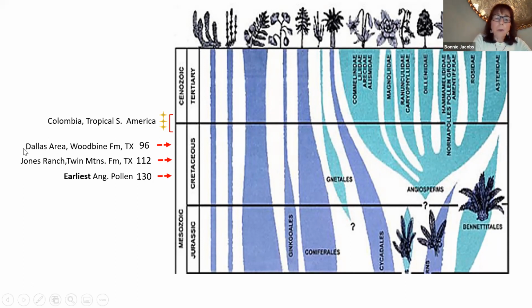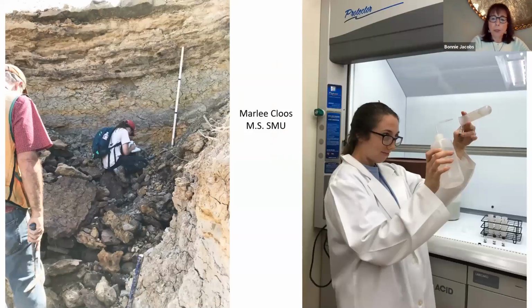But again, let's look back at what we have here. Let's go to the Dallas area. Now we're going to go to deposits that are 96 million years old, and that's the Woodbine Formation right around here.